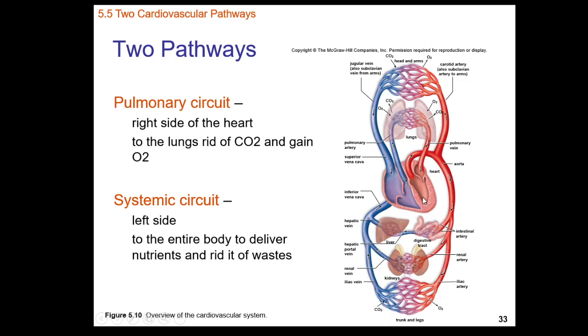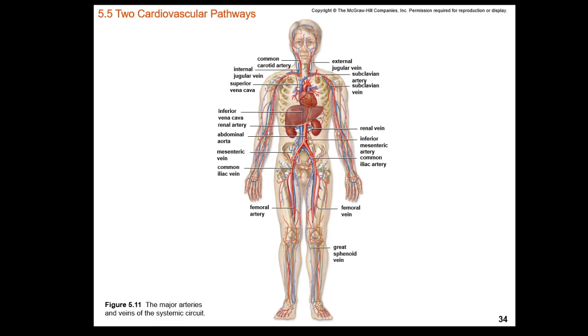There are two pathways we think about. There's the pulmonary circuit, which comes out of the right side of the heart. This is what takes blood to the lungs to get rid of CO2 and to gain oxygen, and then we'll bring it back into the heart, into the left side. And then the systemic circuit is where blood leaves the left side of the heart, the ventricle, and goes out through the aorta and the main arteries, and will supply blood to all the areas of the body. And that's where nutrients can be delivered, and then waste can be brought in to get rid of.